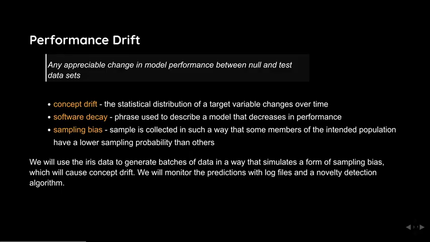One form of performance drift is known as concept drift, and this is where the statistical distribution of the target variable changes over time. We will use the iris dataset to generate batches of data in a way that simulates a form of sampling bias, which will cause concept drift. This is not the only possible form of sampling bias to be aware of, as there could be underrepresented groups within a dataset that are not directly related to the target variable. For this example, though, we will use the class proportions in the target variable to demonstrate drifting model performance.